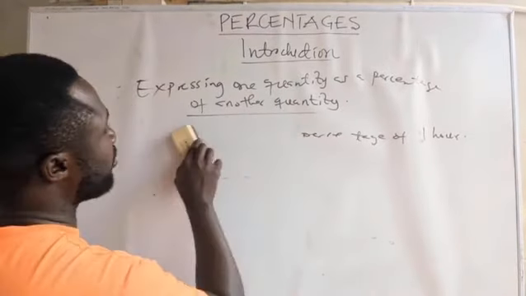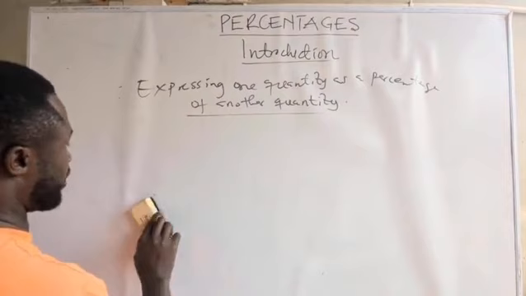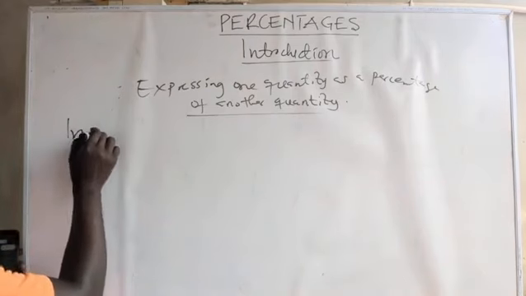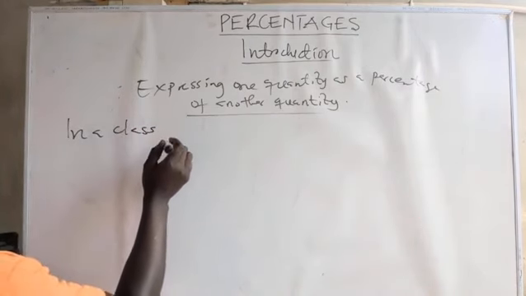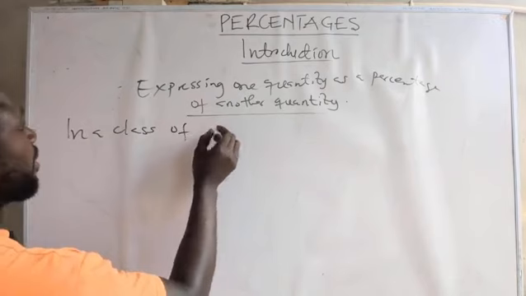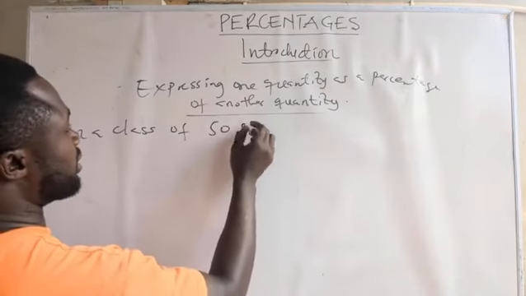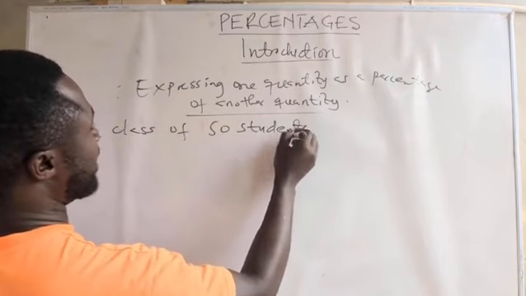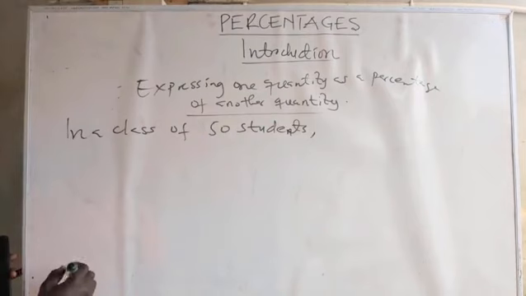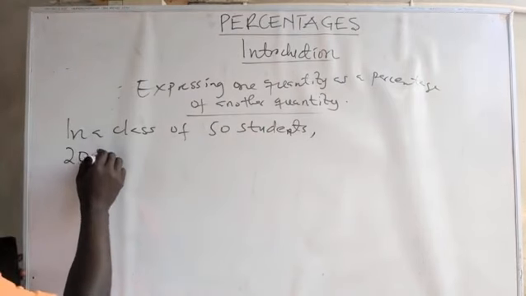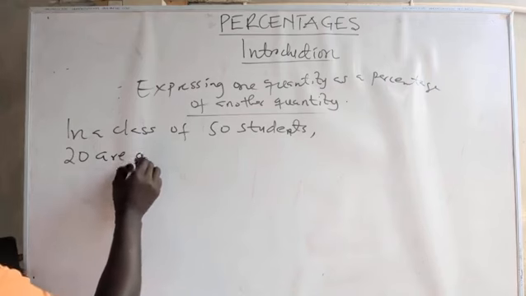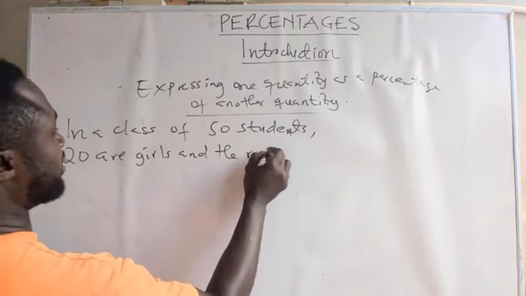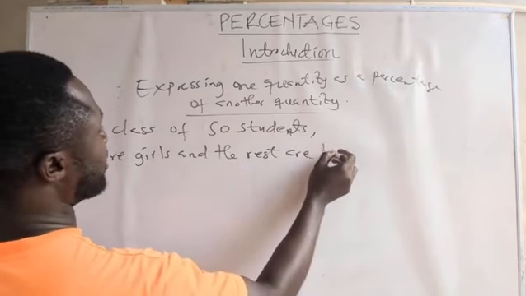Okay, let's look at another question. In a class of 50 students, 20 are girls and the rest are boys.